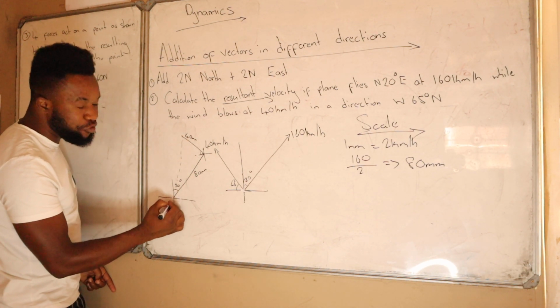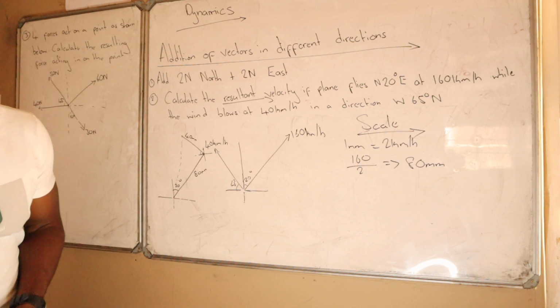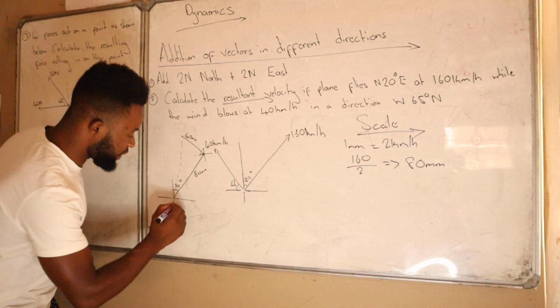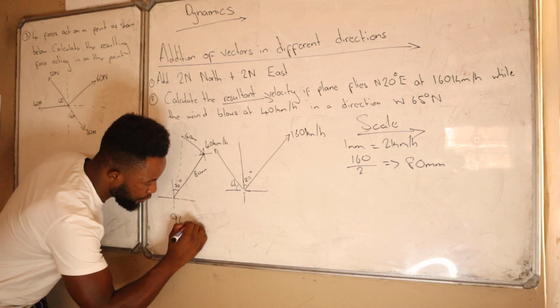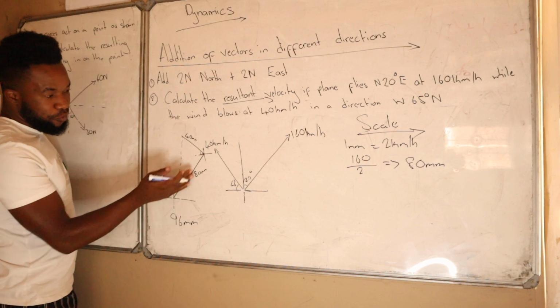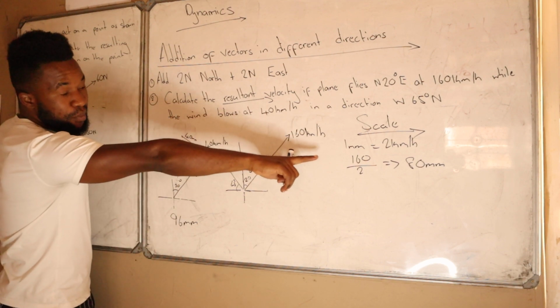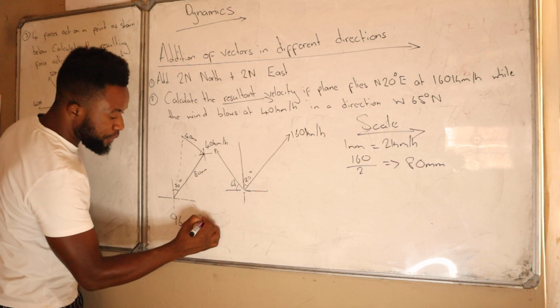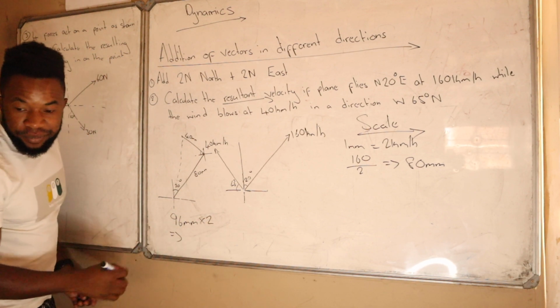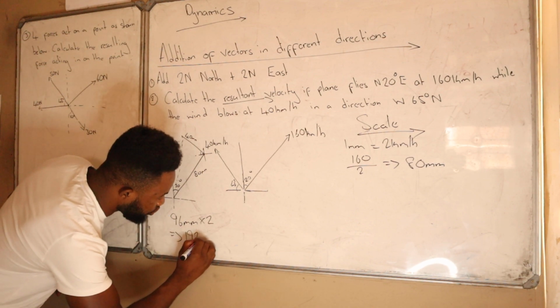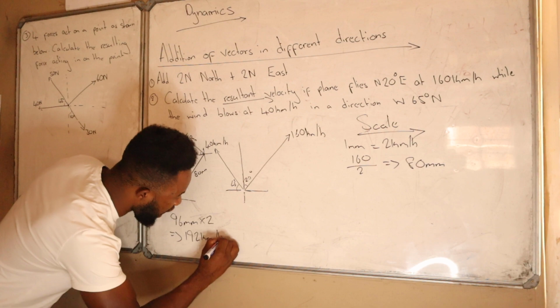And then after you have to measure this line. Let us see what they obtain from that line. They got 96 millimeters. So you measure the two lines, and then your resultant, you're going to get it from here. And remember, I divide my value by 2, so here I'll multiply my value by 2, and then I'm going to have 192 kilometers per hour.